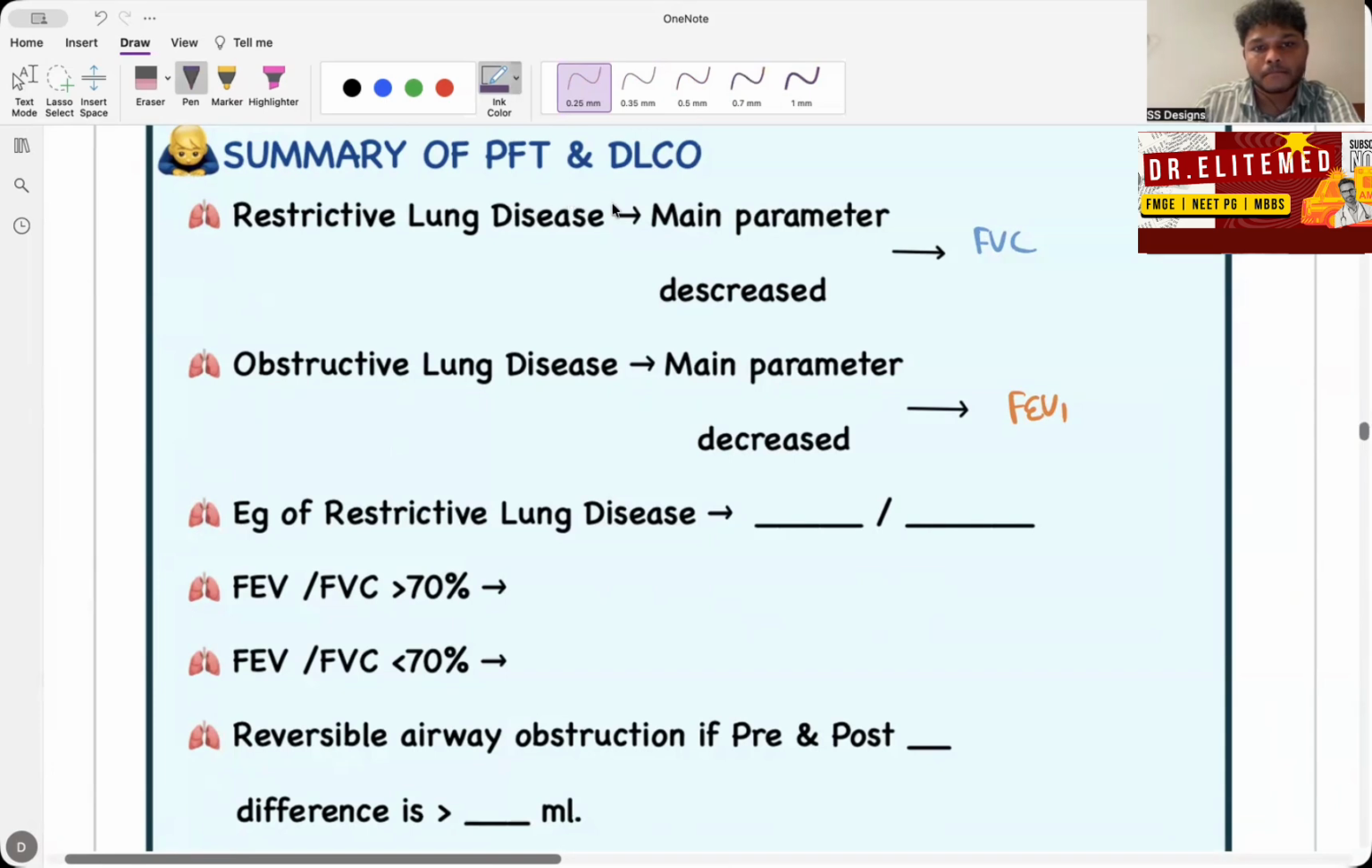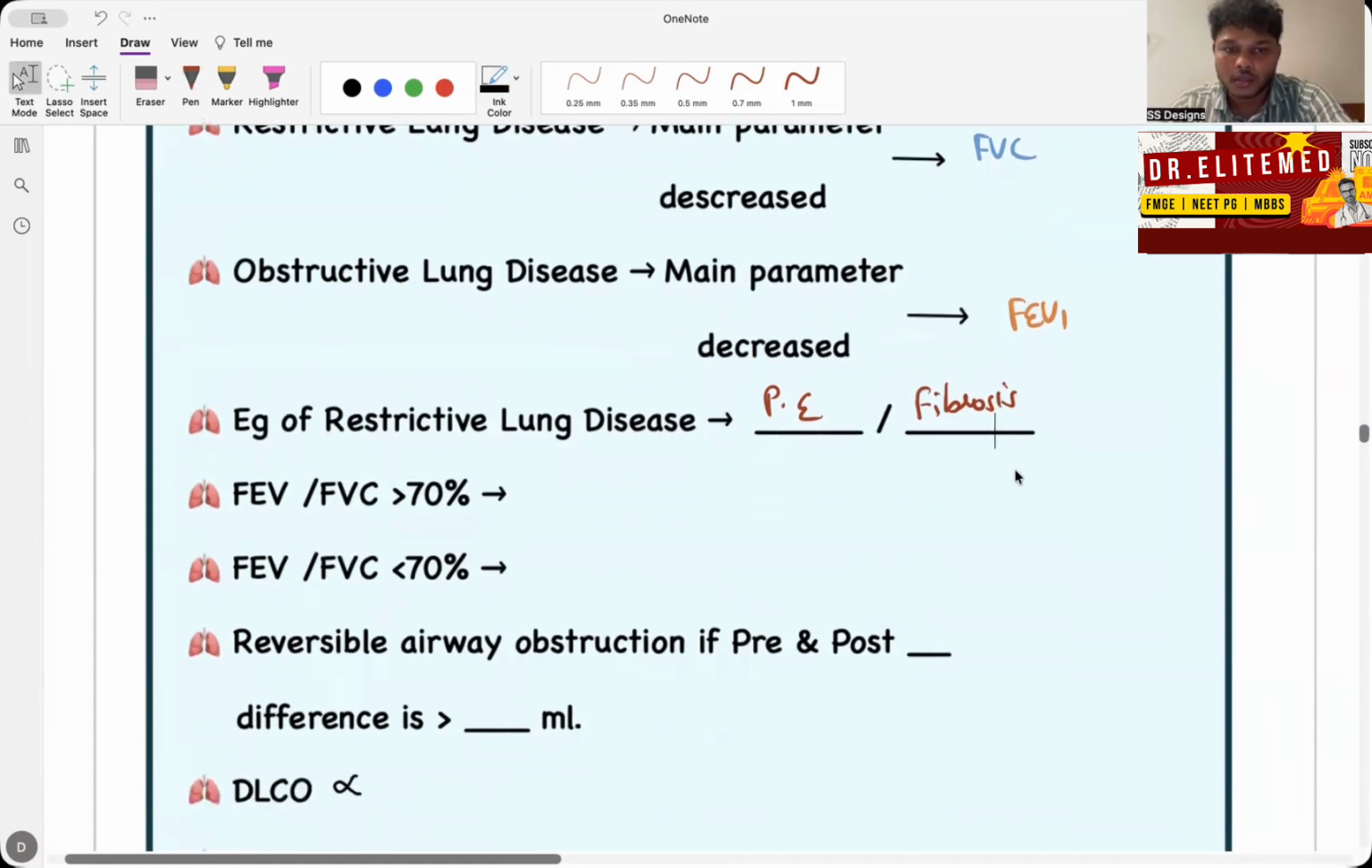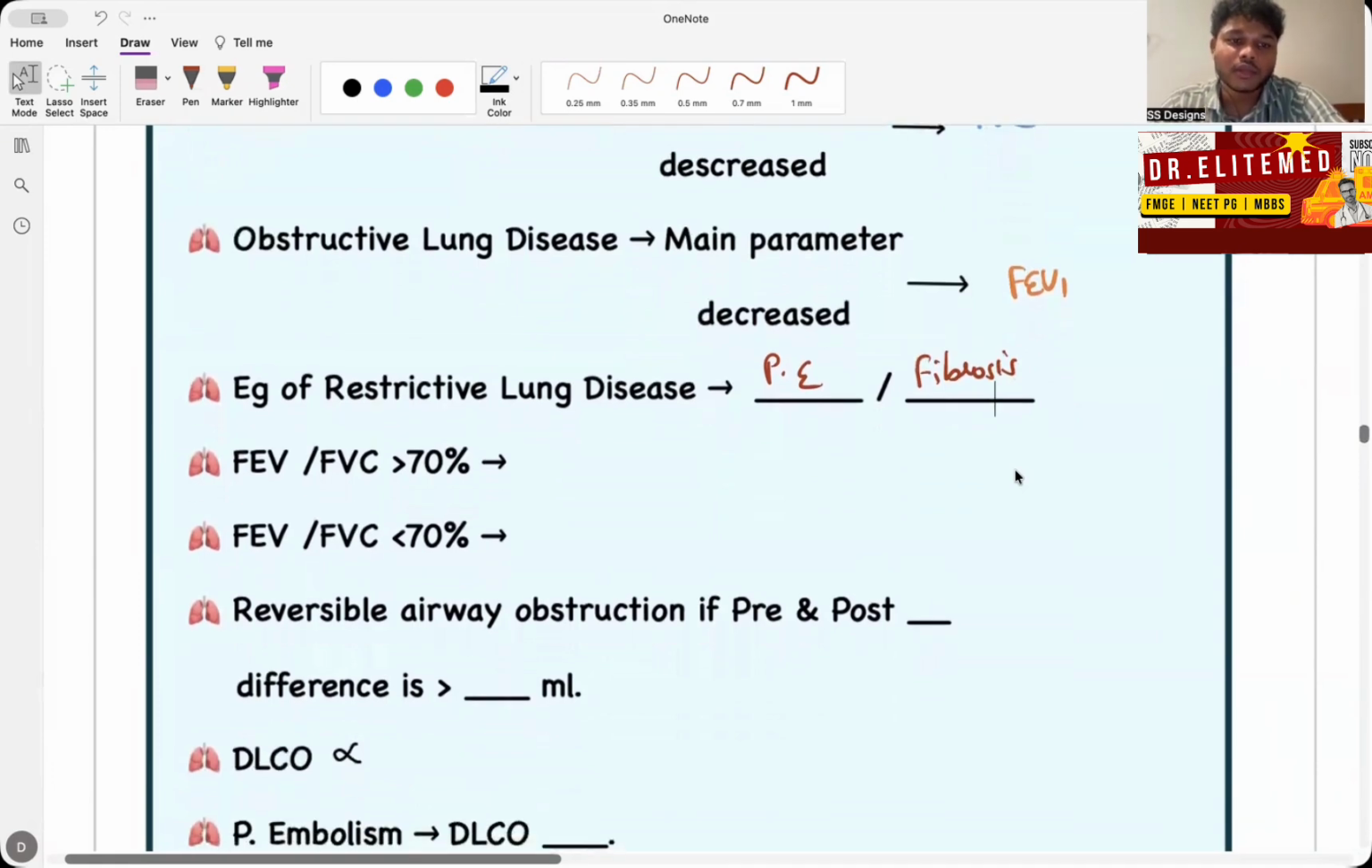Pleural effusion, interstitial lung disease, scoliosis. Basically, if there is any kind of fibrosis. So then, if FEV1 by FVC is greater than 70, then what is it called? Either normal or restrictive lung disease.